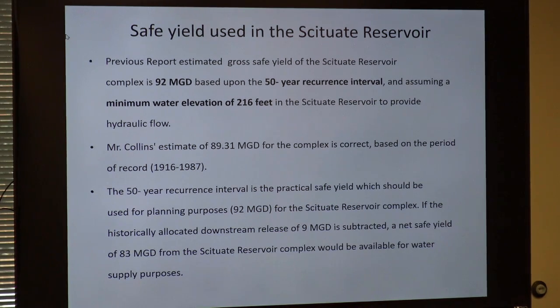So what we're trying to do is come up with a similar number, not a drastically different number, using a newer approach to see if it is safe to go beyond 92 million gallons per day, and whether it is going to be okay to release more than 9 million gallons per day, that environmental flow that's required to be released downstream.